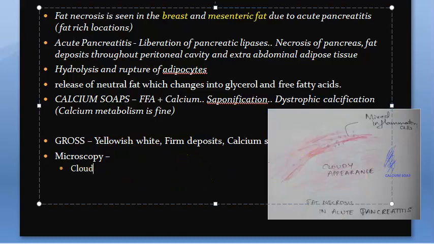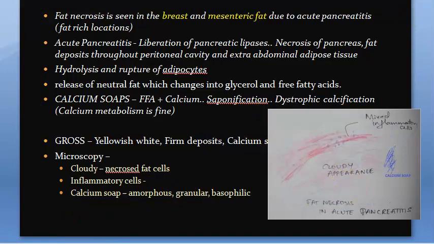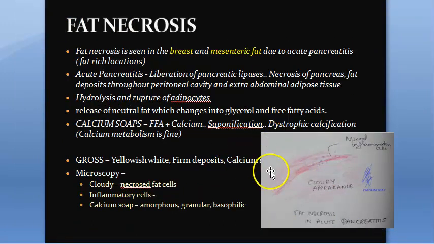So, here you have the cloudy appearance. Then you have calcium soap, then inflammatory cells. Calcium soap, how will it look? Amorphous, granular, basophilic. Cloudy, what is cloudy? The necrosed adipocytes, correct? The necrosed fat cells are cloudy. Inflammatory cells are present. That's all, guys. Fat necrosis is done. Fat necrosis is not so difficult, correct?